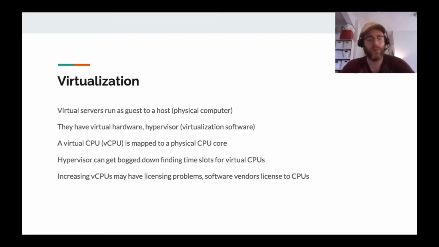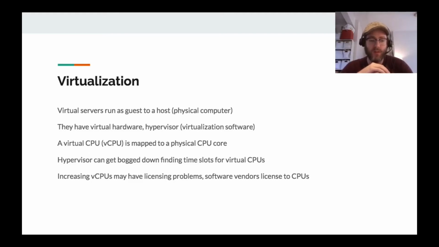Virtualization, virtual servers are a way to really save money on the cost of physical hardware. So you have a guest, which runs on a host. The host is the actual physical computer server that it's running on, and then the virtual server is called a guest. The hypervisor is basically the software that you use to run the virtual servers, like VMware or VirtualBox.